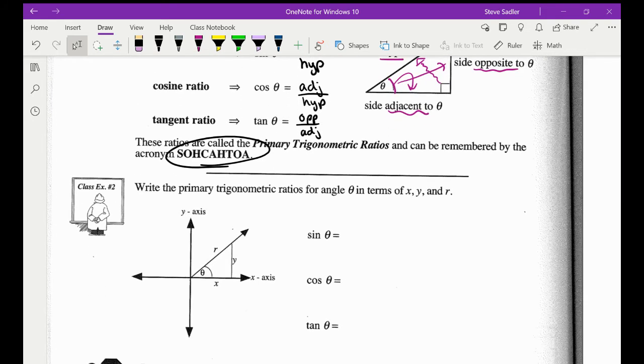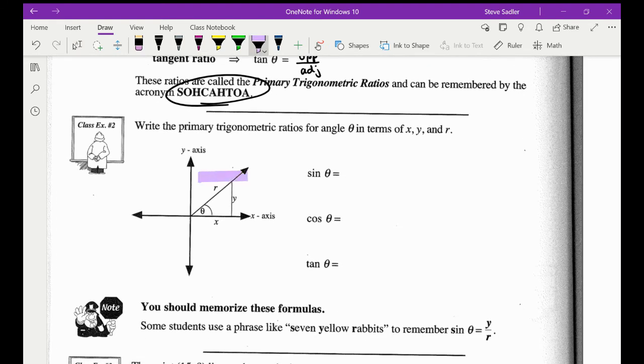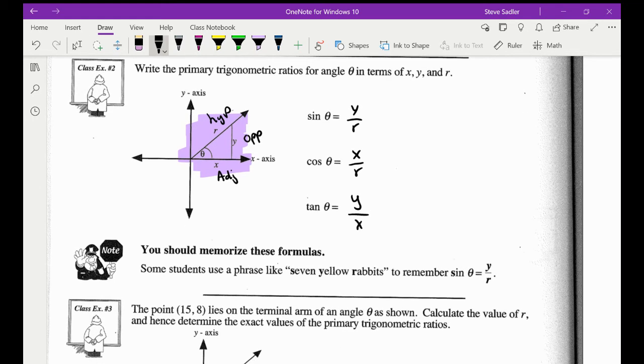In terms of x, y, and r, if we look at this triangle down here, y becomes our opposite, x becomes our adjacent, and r becomes the hypotenuse. So that means sine of theta is not opposite over hypotenuse, it is y over r. Cosine is adjacent over hypotenuse, but we're going to label it as x over r. And then tan is opposite over adjacent, so we're going to get y over x.